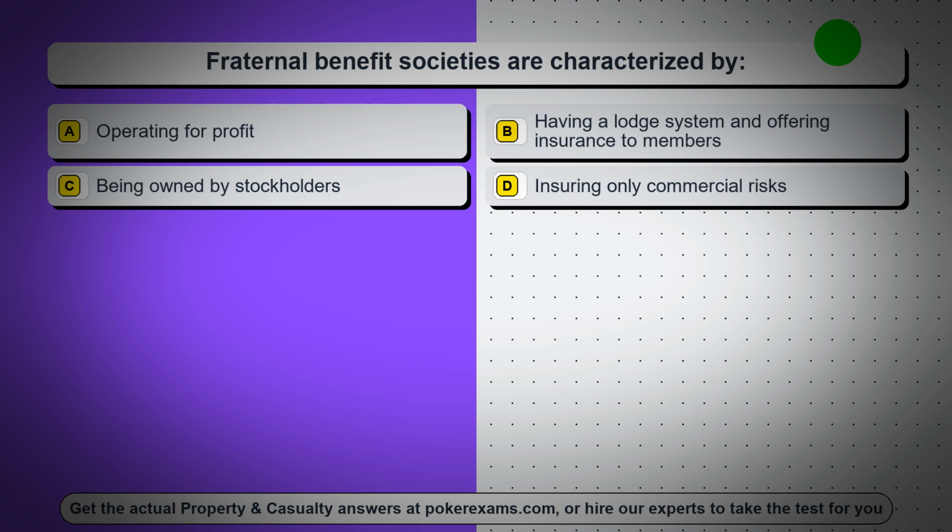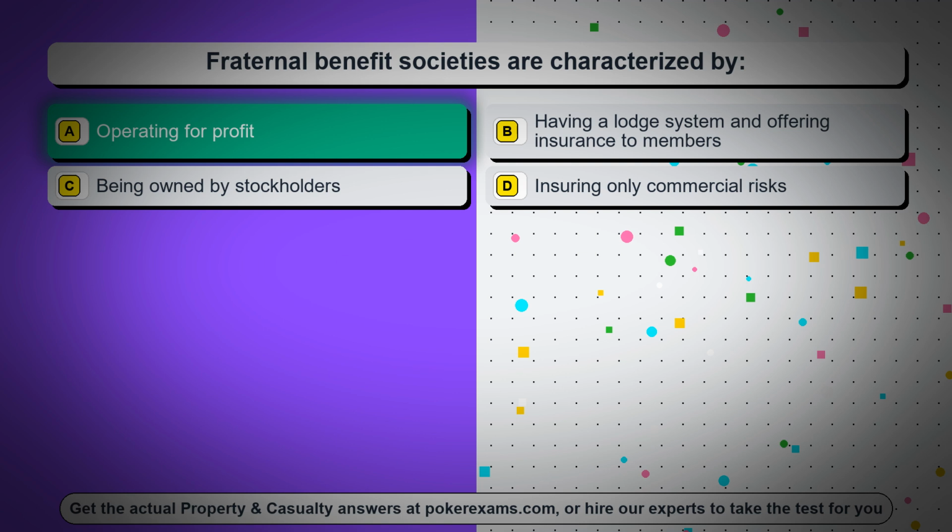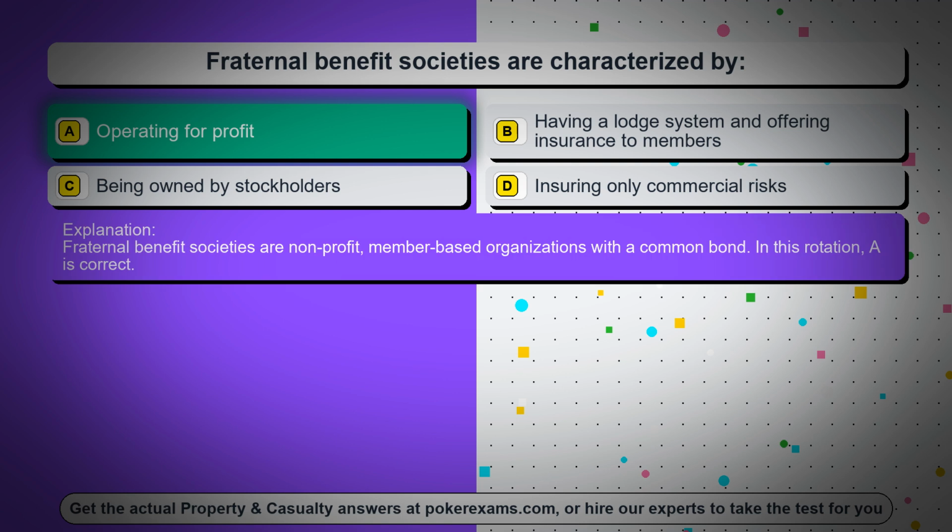Question 30. Fraternal benefit societies are characterized by option A, operating for profit, option B, having a lodge system and offering insurance to members, option C, being owned by stockholders, option D, insuring only commercial risks. The correct answer is option A. Fraternal benefit societies are non-profit, member-based organizations with a common bond. In this rotation, A is correct.